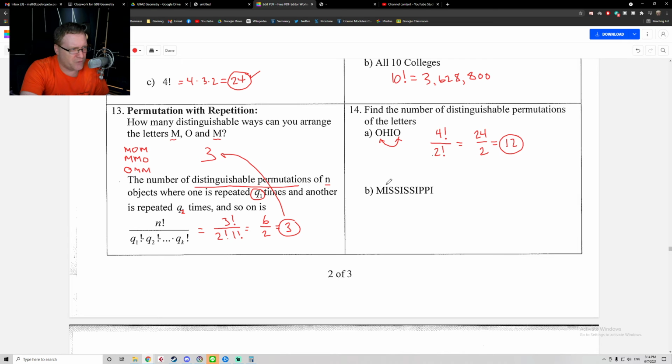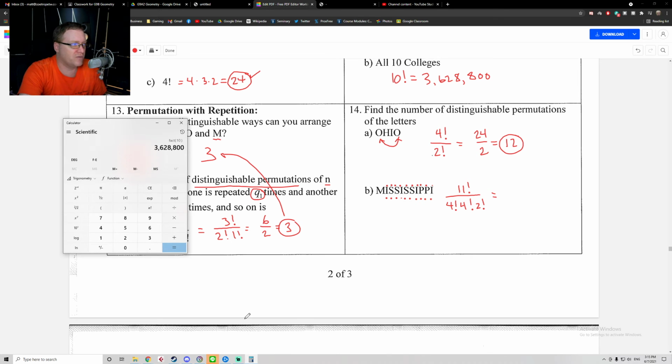Mississippi. How many letters are there? 1, 2, 3, 4, 5, 6, 7, 8, 9, 10, 11. There are 11 letters, so on the top we're going to have 11 factorial. And on the bottom, we need to count repeats. M, how many are there? Just 1, so don't worry about it. How many I's are there? 1, 2, 3, 4 I's. So we put 4 on the bottom. How many S's are there? 1, 2, 3, 4. There's 4 S's. And how many P's are there? 2. So that means this is going to be our answer.